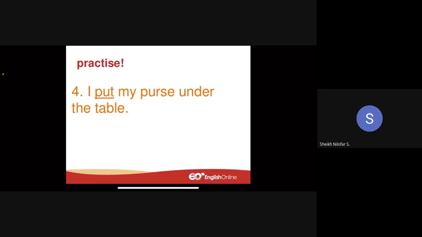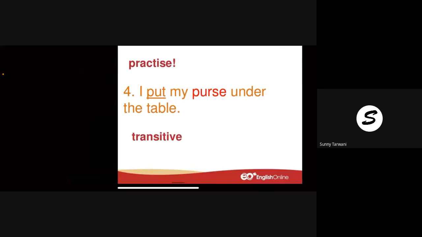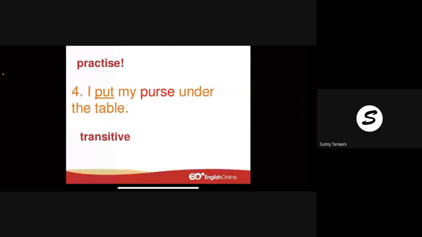The verb is transitive, but which kind of object is there in the sentence? Indirect. Direct. You have to ask the question what. What did I put? My purse. So when you get the answer for what, it is a direct object and the verb put is a transitive verb. Next. See, the answer is correct. Purse is the object, so it is highlighted.